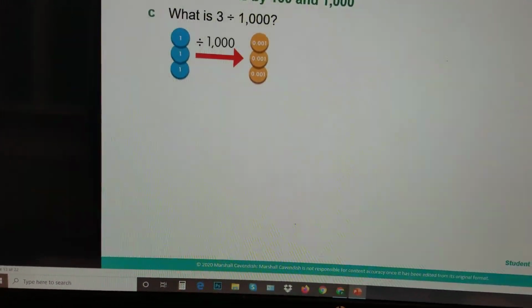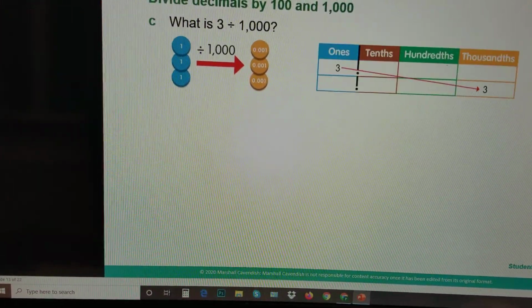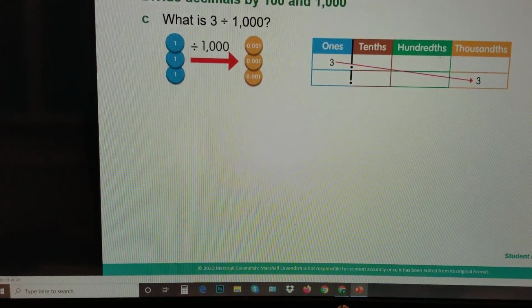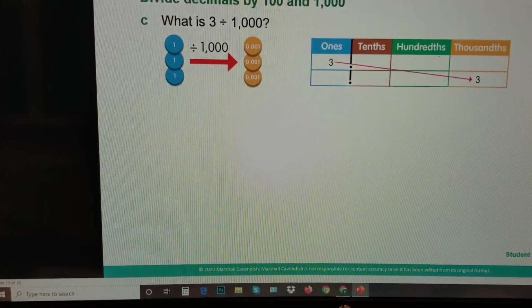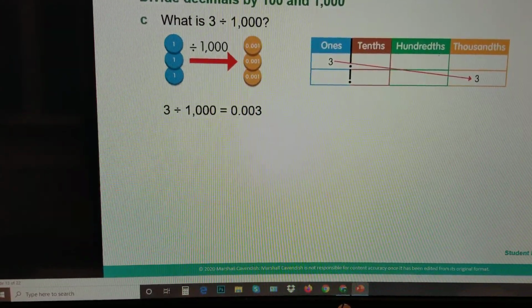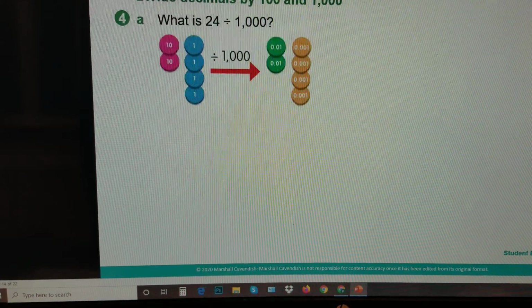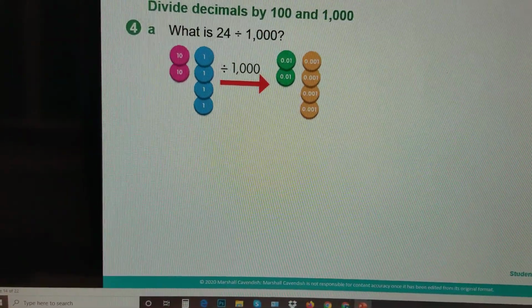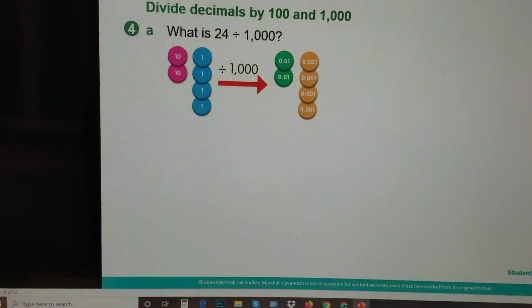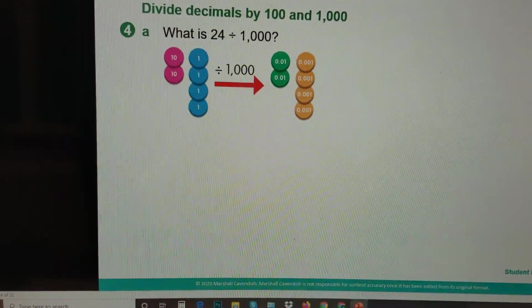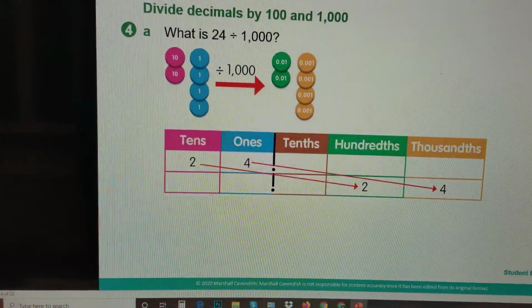3 divided by 1,000. So you move over 3 decimal places. 1, 2, 3. Okay, so I think you're getting the idea. I'm going to go a little more quickly. 24 divided by 1,000, 24.0. So divided by 10, divided by 10, divided by 10.